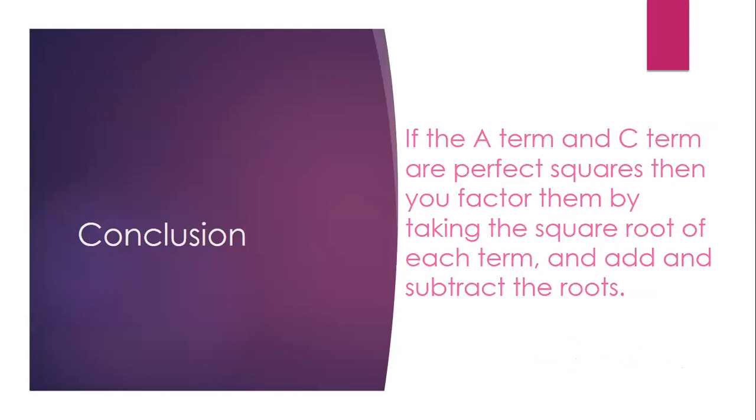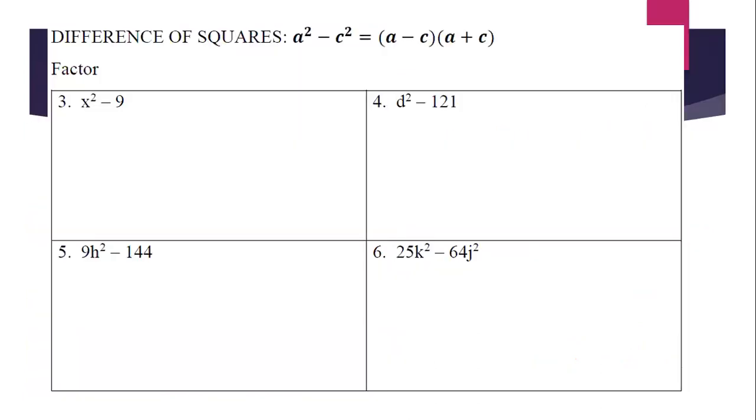All right, so the conclusion: if a and c are perfect squares and they're being subtracted, the key thing is they have to be subtracted. All you're doing is taking the square root and adding and subtracting the factors. There can only be 2 terms. All right, 90 seconds. Your turn on your own, quietly by yourself.